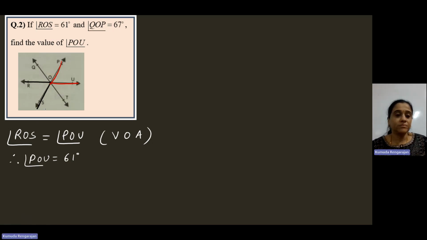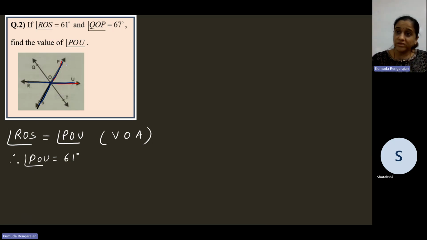Look at the board. This arm of the first angle and this arm of the second angle together make a straight line. And the other arm of the first angle and the other arm of the second angle, together they make a straight line. Then you have identified the vertically opposite angles correctly.